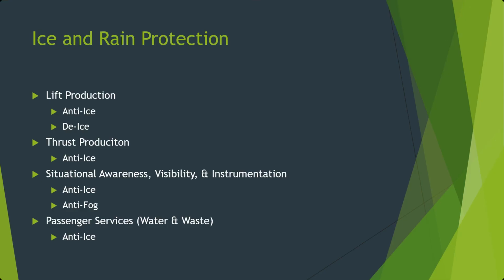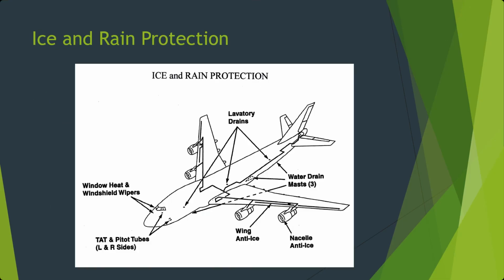The crew needs to maintain situational awareness, visibility, and instrumentation, so things like anti-ice and anti-fog. Quite a few aircraft have crashed because of icing on things like angle of attack indicators and different navigational and situational awareness devices. And then finally, passenger services, things like our water and waste system. We have to make sure things like drains and water tanks don't freeze at altitude when it's cold.